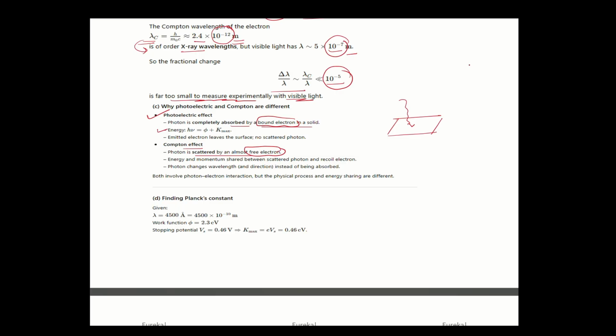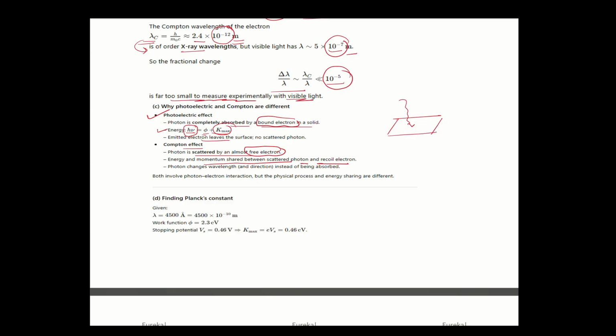Second one: for the photoelectric effect, the energy of the electron, that is the ejected electron, is defined as phi, the work function, plus the kinetic energy of the electron. But in the case of the Compton effect, the energy and the momentum are both conserved. So the energy and momentum are shared between the scattered photon as well as the recoil electron.